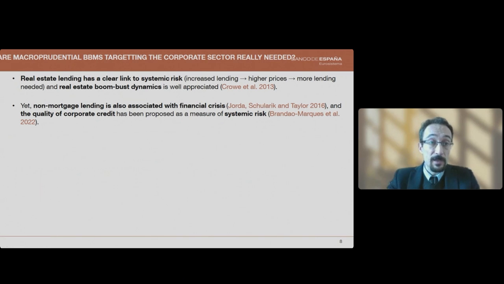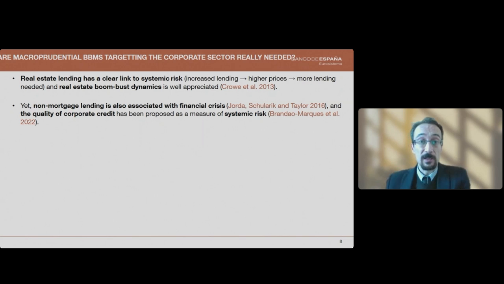But of course, the question really comes to our mind, whether we really need borrower-based measures targeting non-financial corporations. On the one hand, it might seem that the relationship between lending and systemic risk is more clear in the real estate sector. In the real estate sector, there's a clear path for systemic risk, since an increase in lending can feed into an increase in prices, which in turn might demand more lending to afford these higher prices, and this can lead to the typical and well-established bust dynamics.